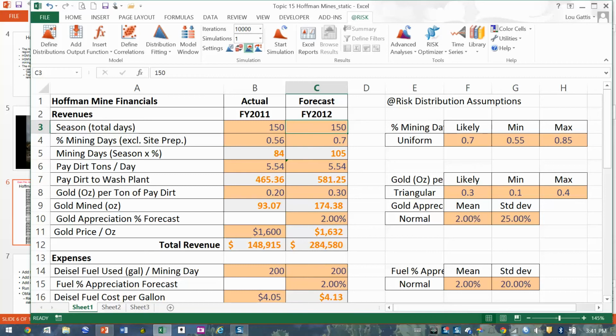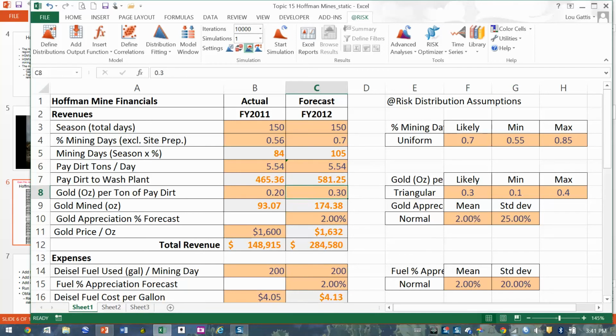So I'm going to assume there's still 150 total days, but I'm going to assume that they are going to mine 70% of the time. The promos showed them getting an early start and having equipment ready and land all set, so they're going to mine 105 days instead of 84. I'm assuming they can still get the same amount of pay dirt per day. That will get them about 580 tons of pay dirt to the wash plant.